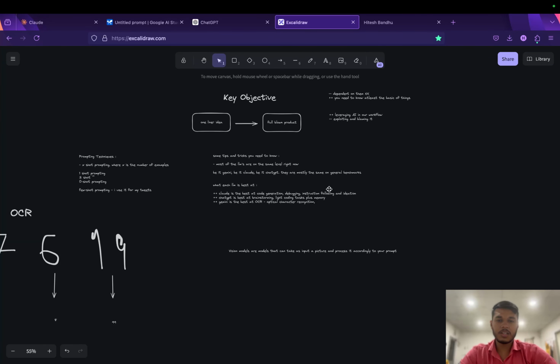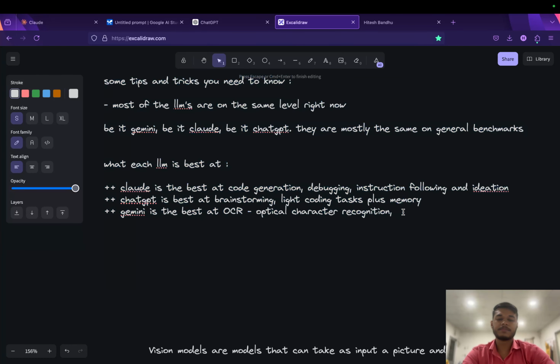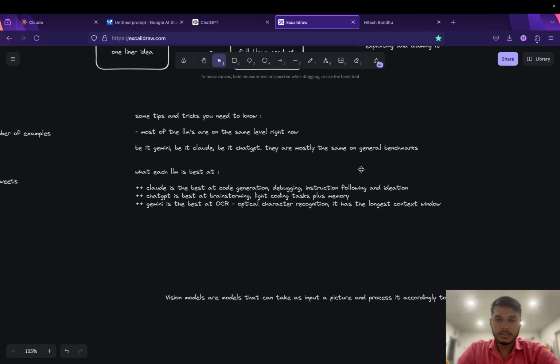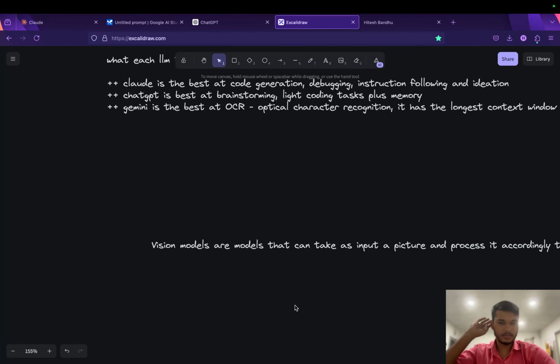Yeah. So Gemini is the best at OCR. Plus, there is one thing. It has the longest context window. Gemini has the longest context window. What do I mean by context window? I'll tell you.